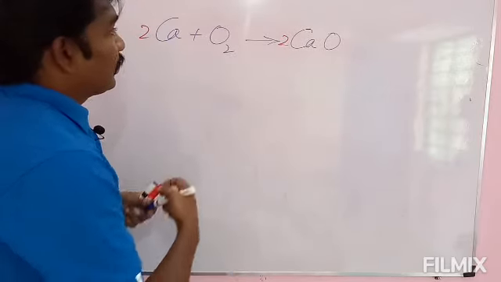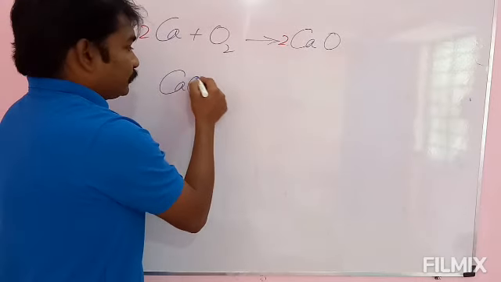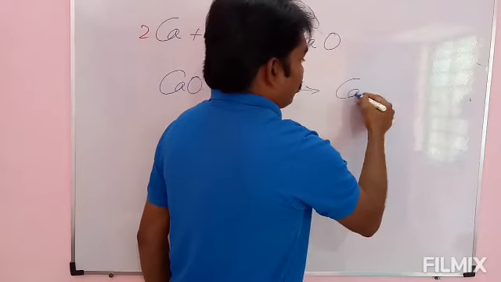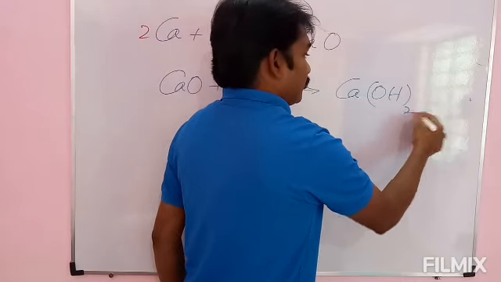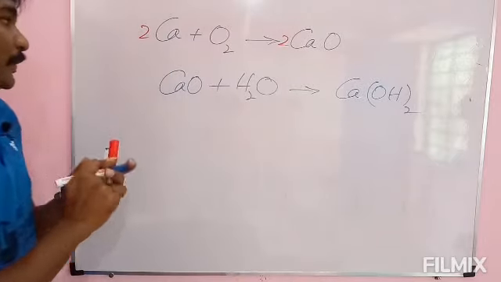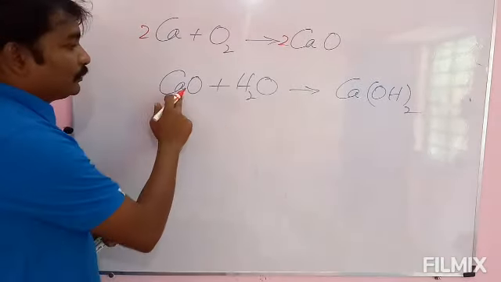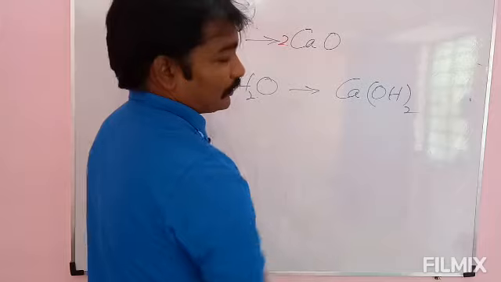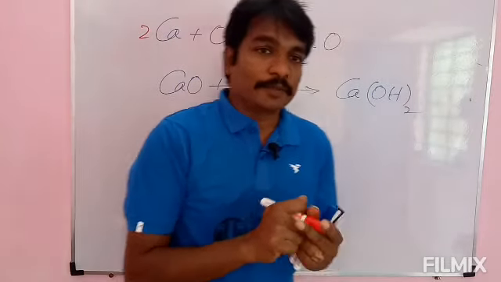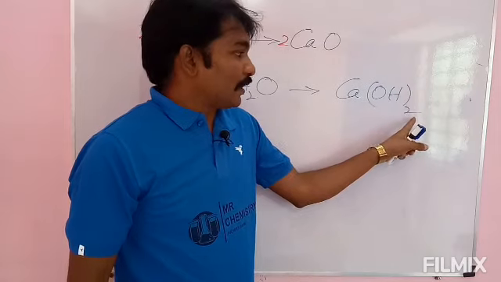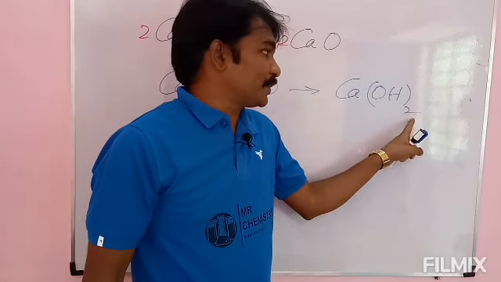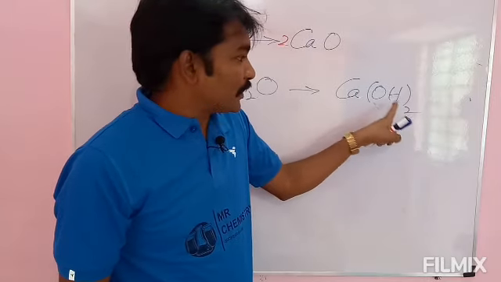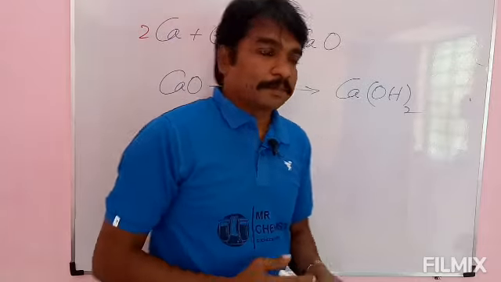And see here, this calcium oxide dissolves in water and forms a new compound, calcium hydroxide, Ca(OH)2. See here, balance the equation: 1 calcium, 2 oxygens, 2 hydrogens. In the last class I told you, when there is a bracket and outside the bracket there is a number as a subscript, that number belongs to whatever elements are present inside the bracket. Here 2 belongs to both oxygen and hydrogen.